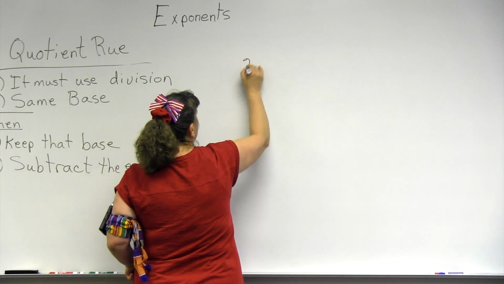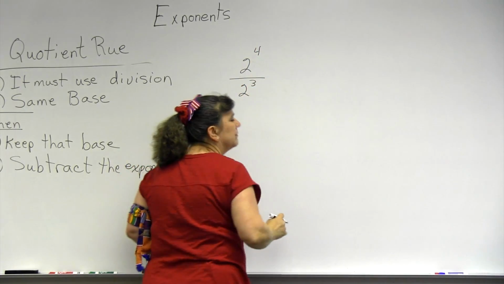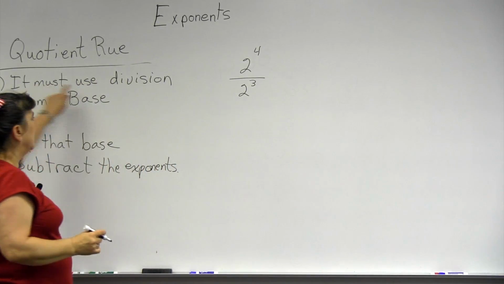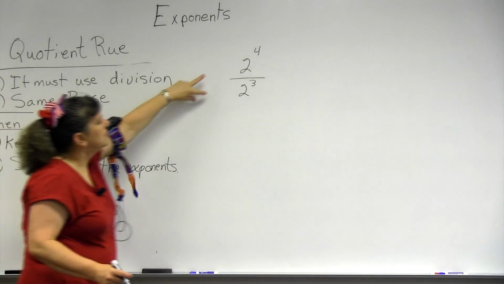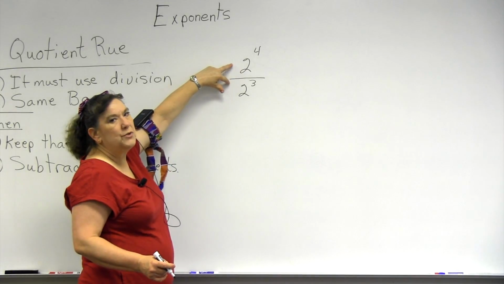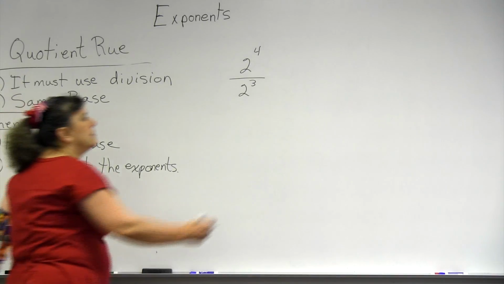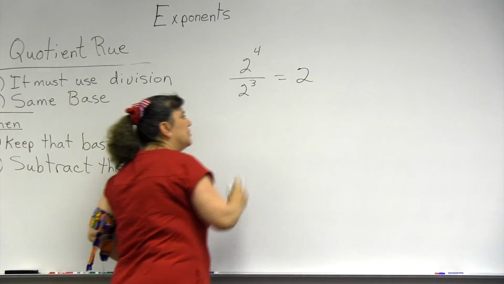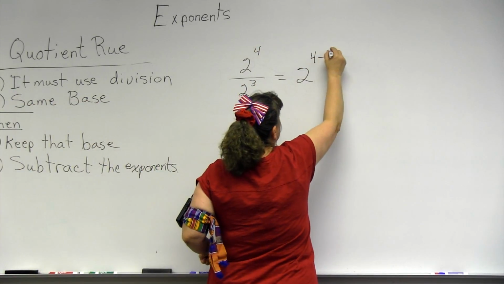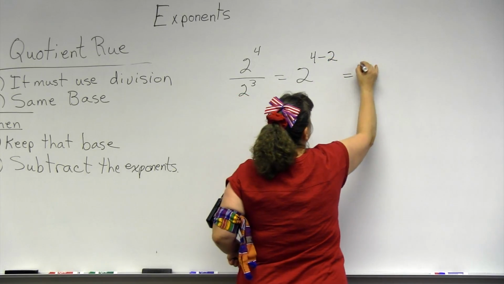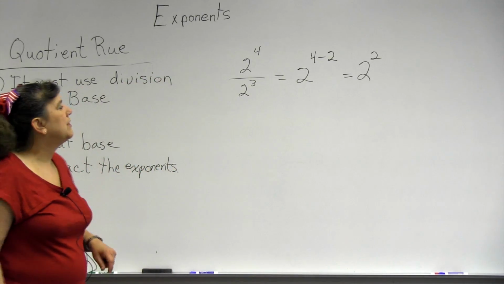Let's go 2 to the fourth power divided by 2 to the third power. Okay, let's see. Is it division? Yes, it is division. Is it the same base? You tell me. Yeah, the 2 is the base in both of these. Now, according to our rule, we keep the base. That means 2 is written as your base. Subtract the exponents. The numerator is 4 minus the denominator exponent, which is 2. So that gives me 2 to the 2 power. 4 minus 2 is 2. Or we sometimes say 2 squared.